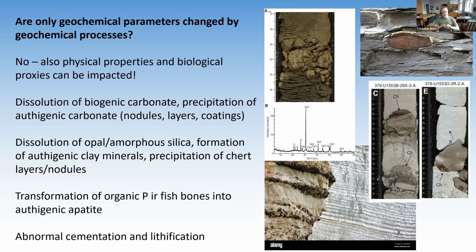You can also have transformations of organic phosphorus in fish bones into orthogenic apatite. So here you change the mineral phase a little bit, and then again this abnormal cementation and lithification.